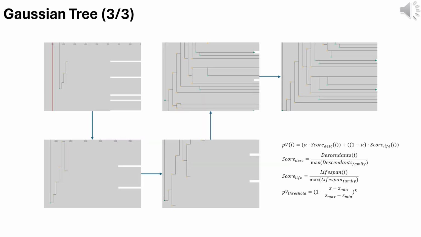Due to the tree being incredibly large scale, we implemented a level of detail feature where some nodes might not be shown based on their perception value. The calculation of the perception value for each node is based on the number of descendants and lifespan versus that of the other nodes in its family. If the perception value is greater than the threshold, then it will be visible. The threshold is based on the current zoom of the tree view.